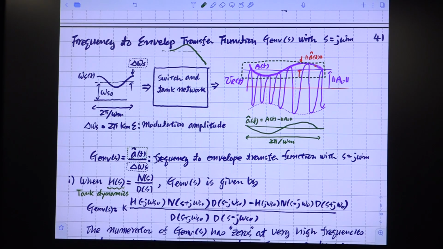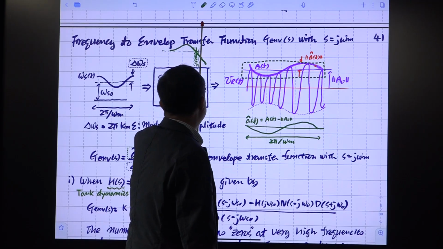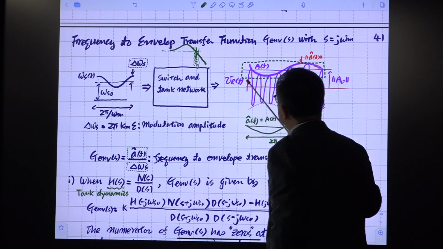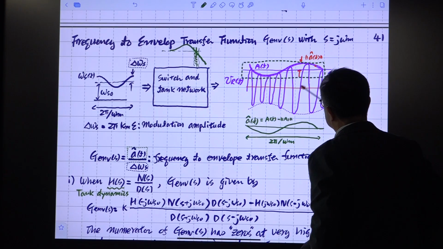Suppose your unmodulated switching frequency is somewhere here, and you are changing frequency in between here. Then the output of this, because at high frequency gain will be small and at low frequency gain will be large, you have this kind of waveform. So this is the envelope, and this is the high frequency tank resonant circuit.